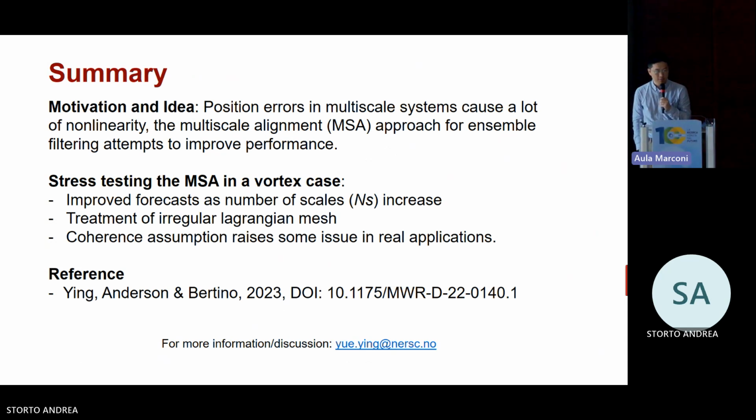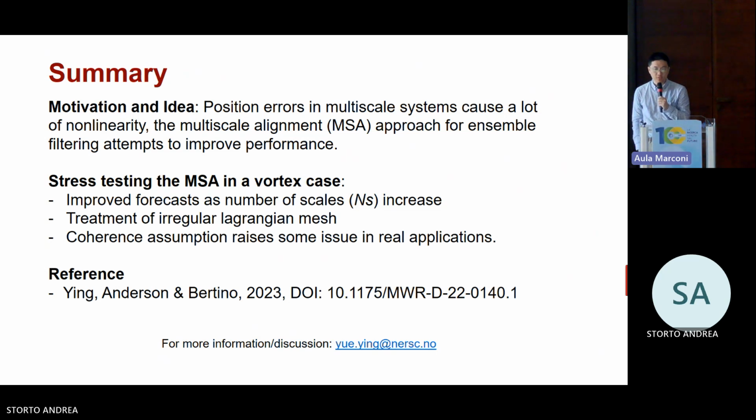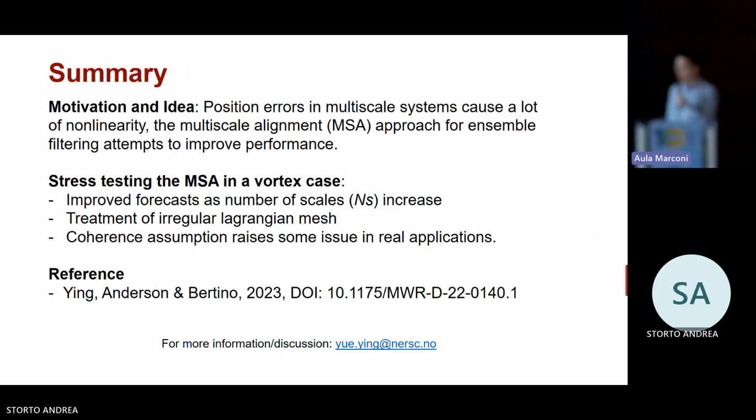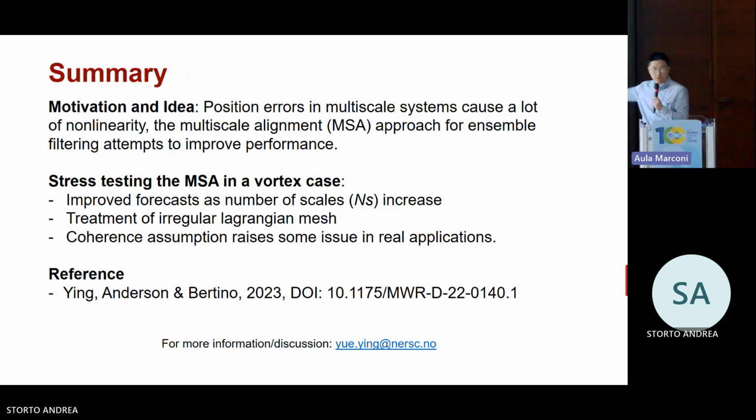I'm working on this position error reduction. It's not only for toys, not only to play. I do see a lot of vortices and fronts show up in the forecast in the wrong location. This is a ubiquitous problem. So I've stress tested the MSA in the vortex case, and this is the reference, a recently published paper. Yeah, that means I need to stop. Thanks.